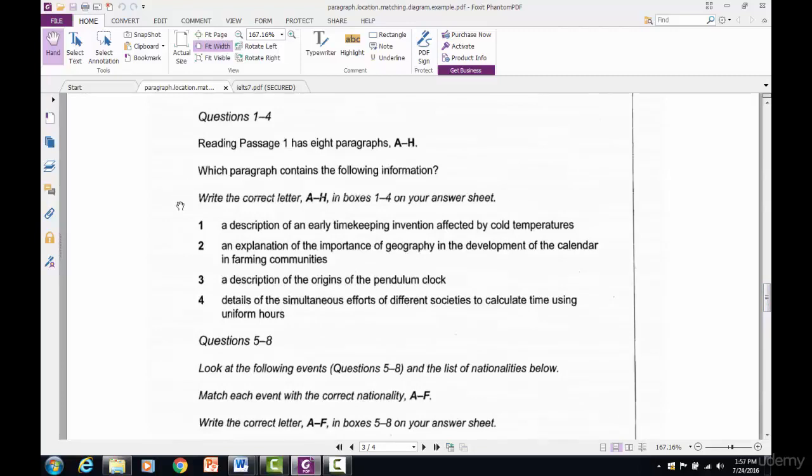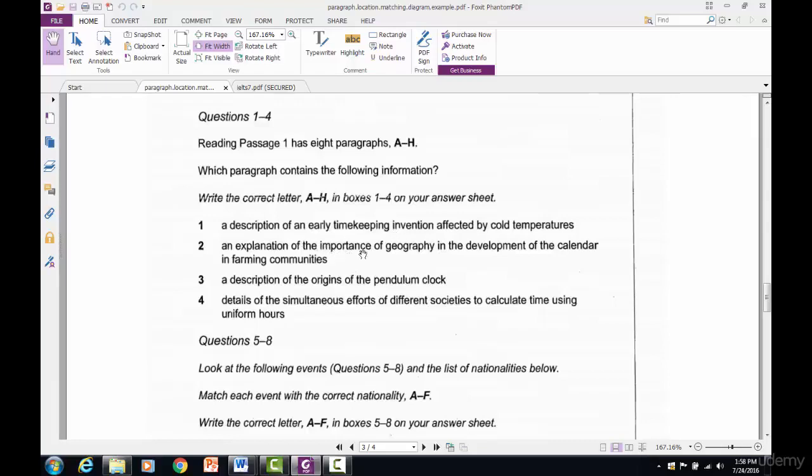Now, as I explained in the strategy, what we want to do is first look at the keywords in the paragraph location question. When I say keywords, let me be clear about that. I'm talking about nouns and verbs, subject, verb, object. That's what we're looking for, the subject and the object, the nouns and the verbs. So for number 1, we have early timekeeping convention and also something about cold temperatures. Those are the keywords that I would circle or underline, okay?